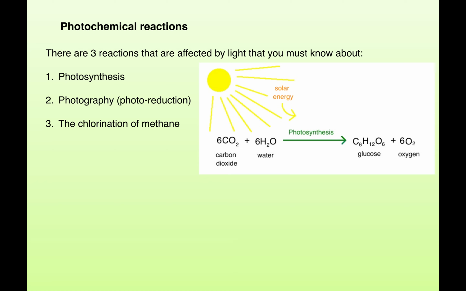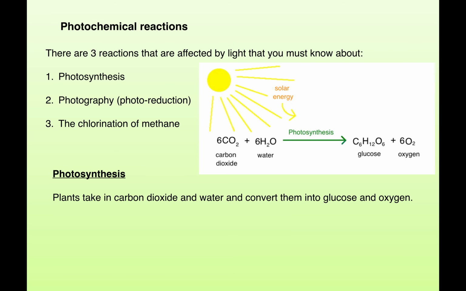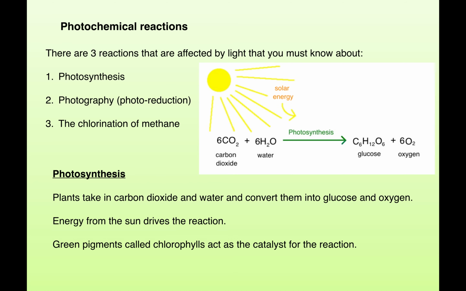Okay. If you had to guess, would you guess that that reaction was exothermic or endothermic? Yes, it's endothermic. It's taking in energy, isn't it, to take place? So, carbon dioxide and water make glucose and oxygen. Energy from the sun drives the reaction, and chlorophyll, the green pigment in plants, acts as, in chemistry we call them, a catalyst for the reaction. I know the process is quite complicated, and you'll do that in biology in more detail, but we call the chlorophylls the catalysts for the reaction.